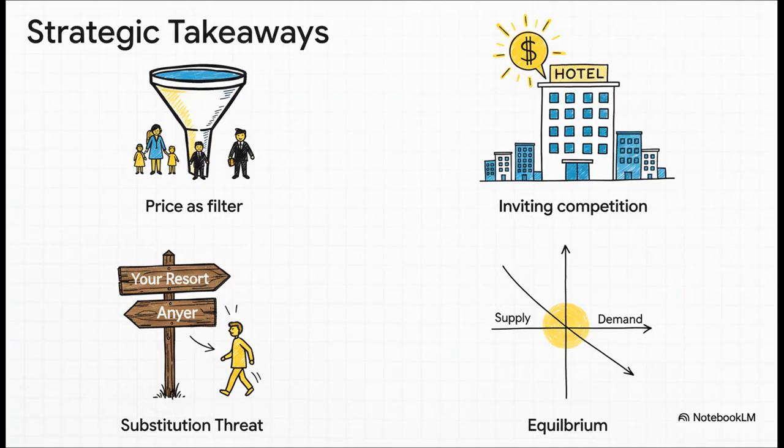So this is it. This is your strategic playbook. First, remember your price is a filter. A 5 million rupiah price filters for a totally different customer than a 1 million rupiah one. Who do you want? Second, high prices are a public invitation for competition. That flashing profit sign is visible to everyone, so you better be ready for new players. Third, you have to be obsessed with a substitution threat. Know your Anye, know the alternative your customer will jump to.